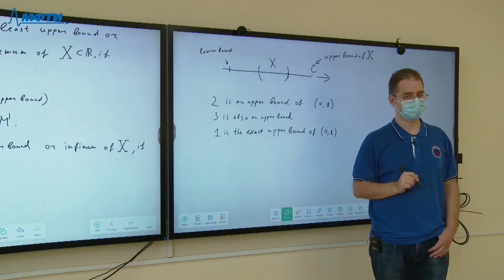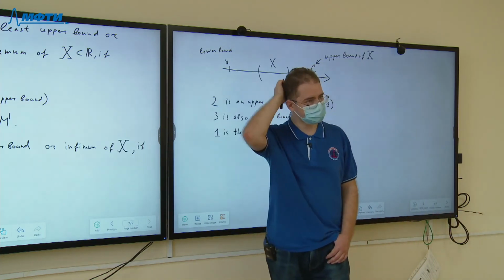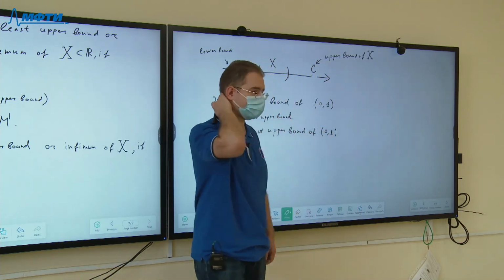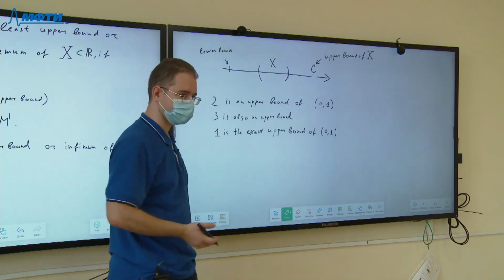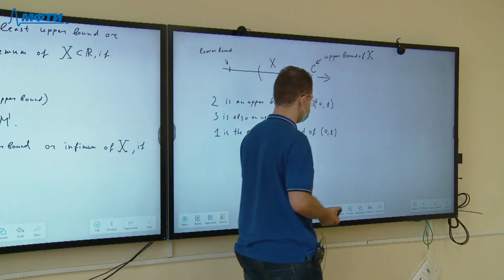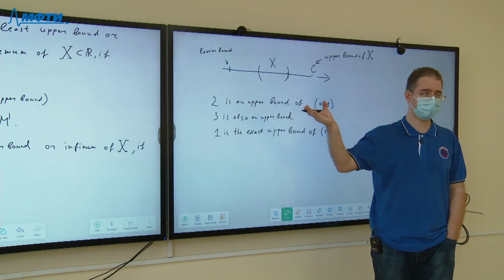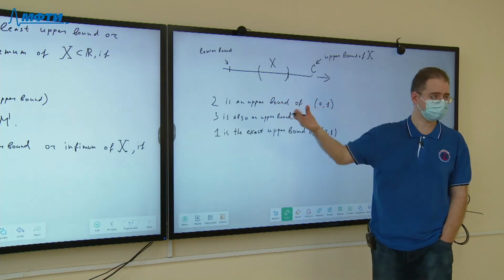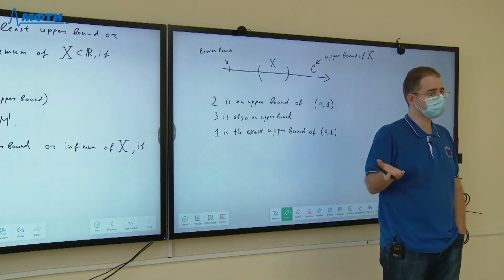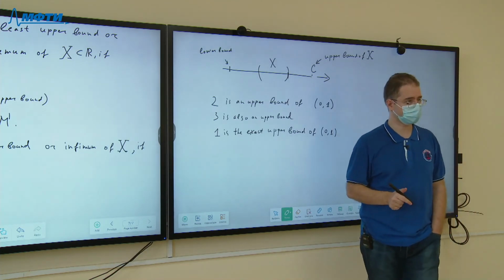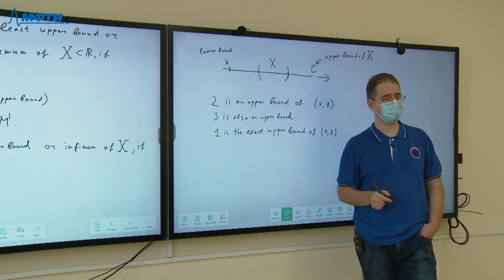Okay? Questions? We will do this in the seminars, but basically, by definition, we should show that this is an upper bound, first statement, and then we should, for any m dash that is less than 1, give an example of an element from my set that is greater than m dash, by definition. Okay, any more questions?